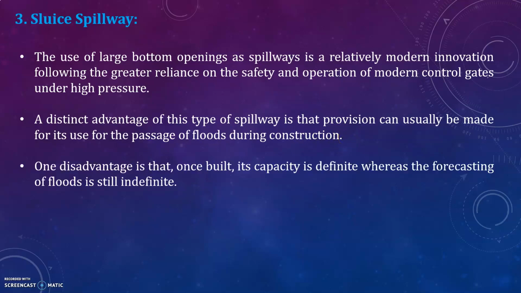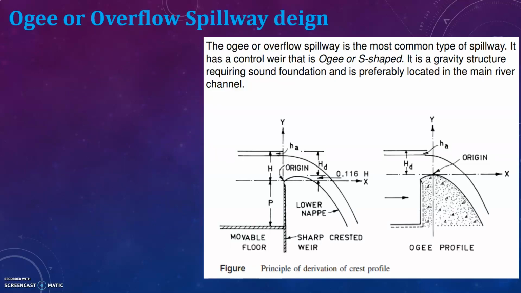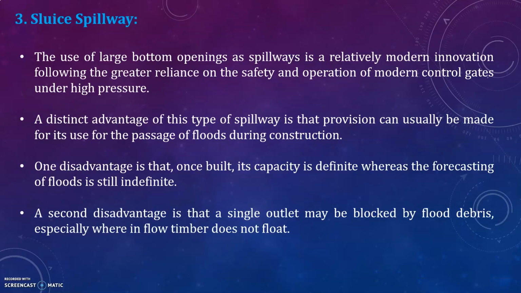One disadvantage is that once built, its capacity is definite, whereas the forecasting of flood is still indefinite. A second disadvantage is that a single outlet may be blocked by flood debris, especially where flowing timber does not float. So this is about the sluice spillway.